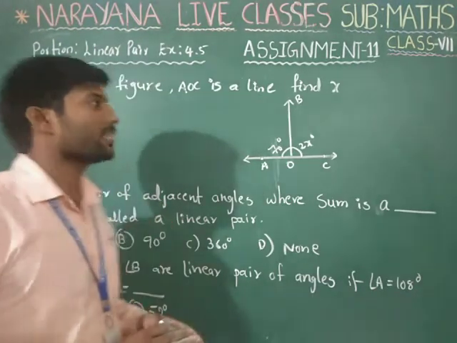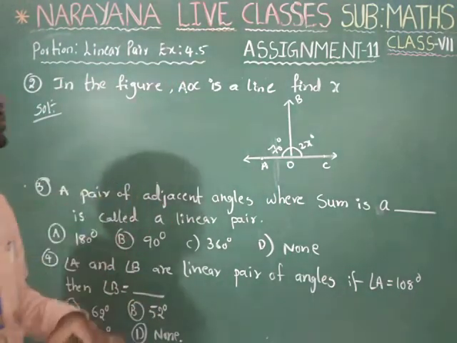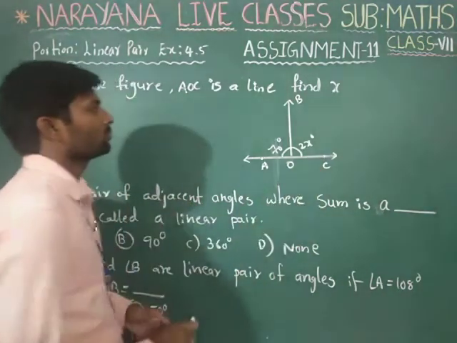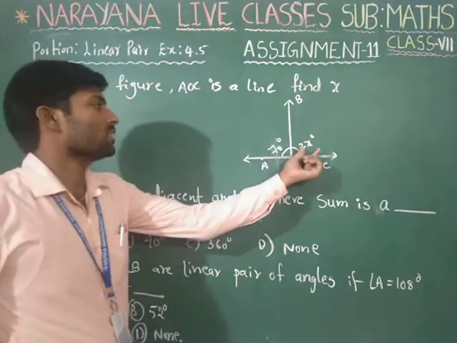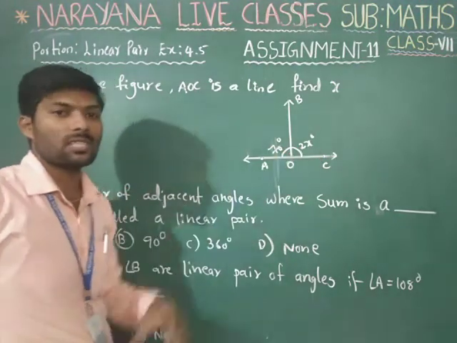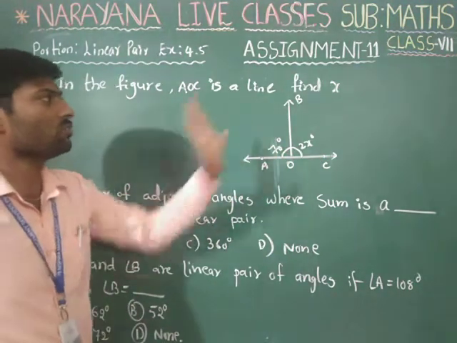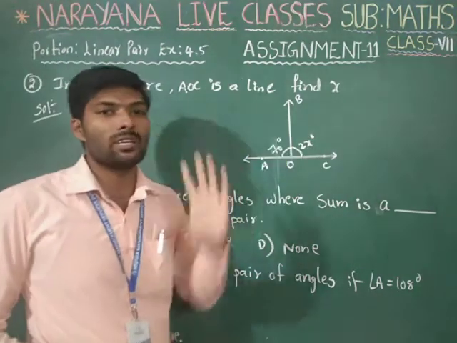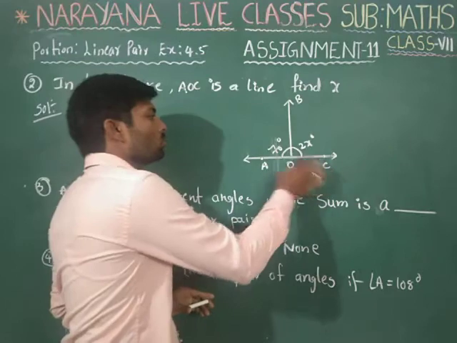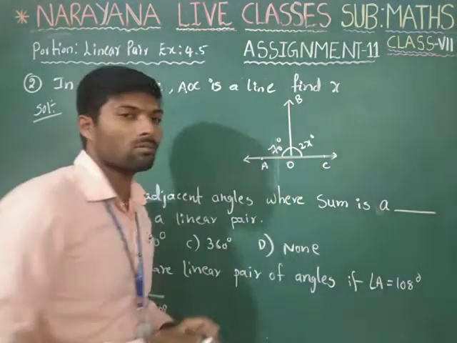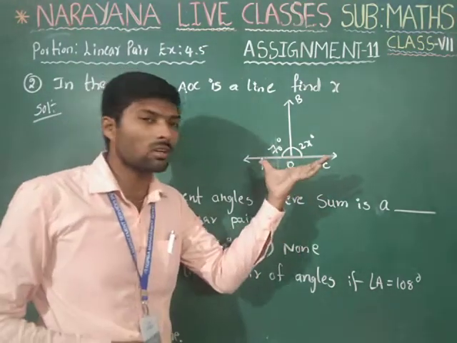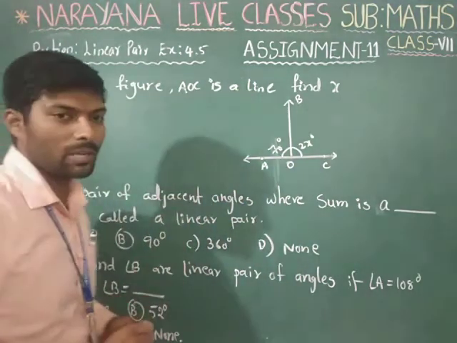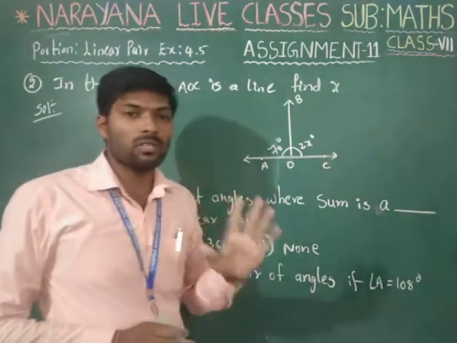Let us move on to the second question. In the figure, AOC is a line, find x. So AOC is one line and there are two angles. One is 2x degrees and one more is 70 degrees. From this we need to find the value of x. Basically these two angles form a linear pair because OA is one arm and OC is the other, and they are opposite to each other. So from the definition of linear pair, the sum of these two angles must be 180 degrees.